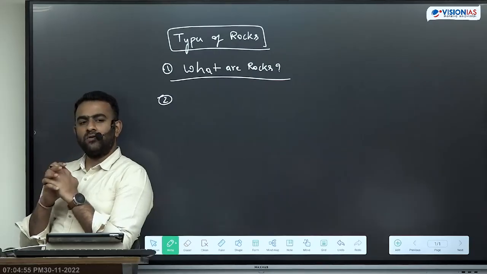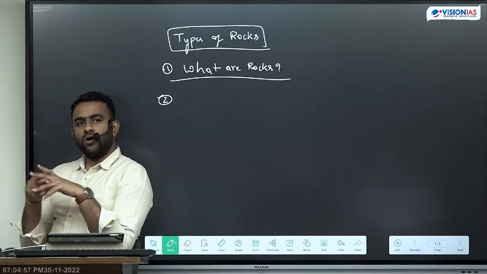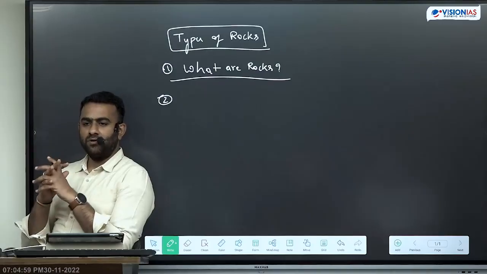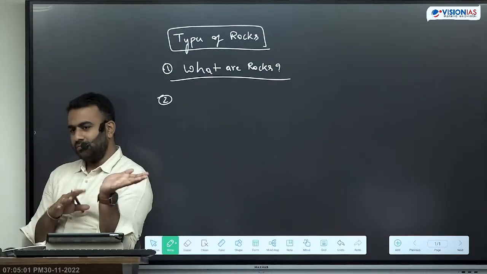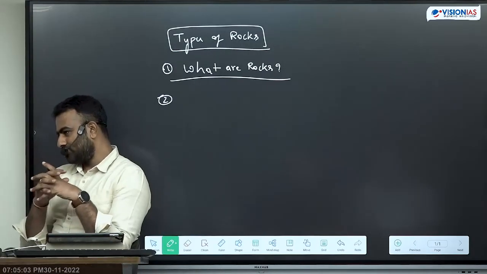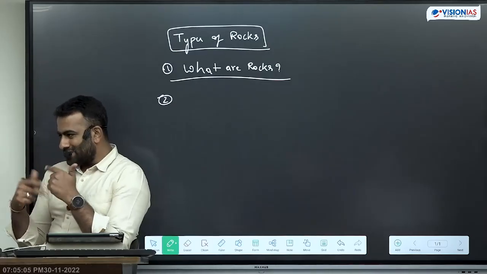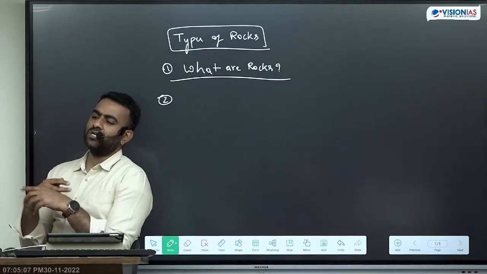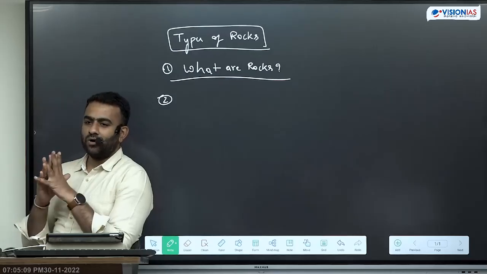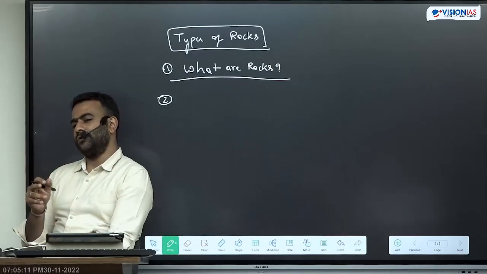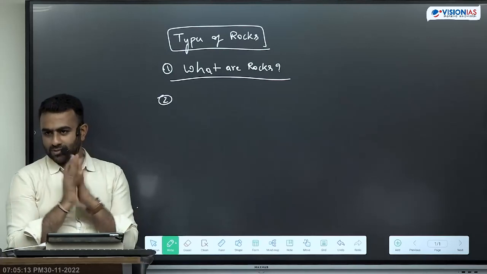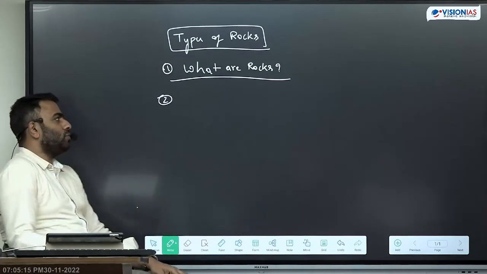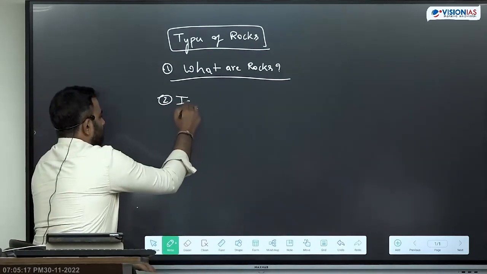So what is metamorphic rock? A rock which has changed its nature. Originally it was of another type, then it changed. Either its chemical property is changed or its physical property is changed. That changed rock we call metamorphic rock. Okay? So three basic differences. So let's talk about the first one, igneous rocks.